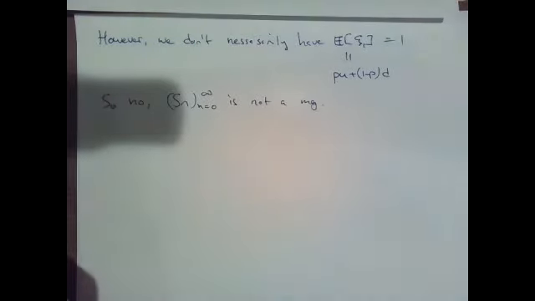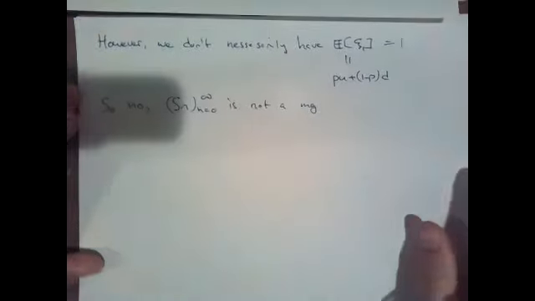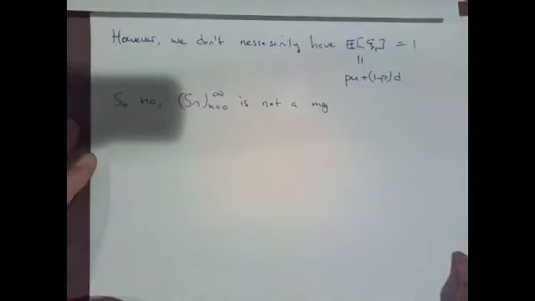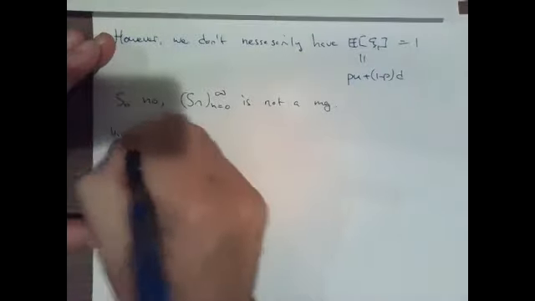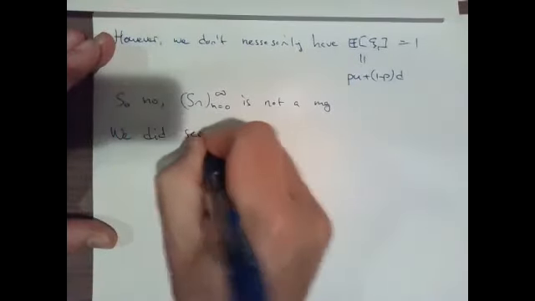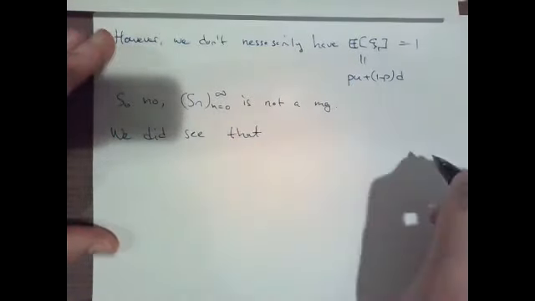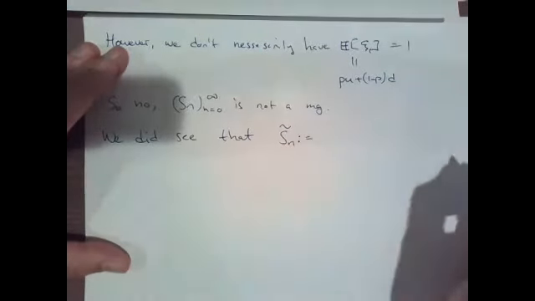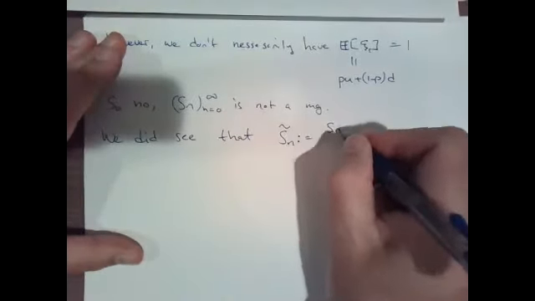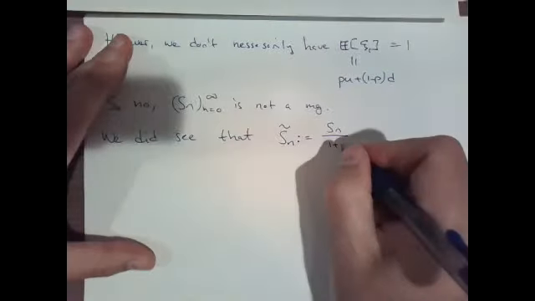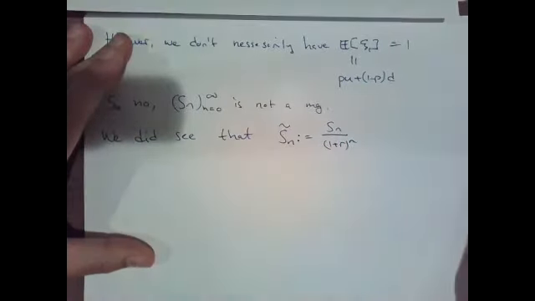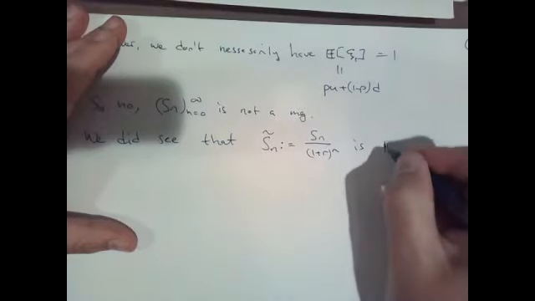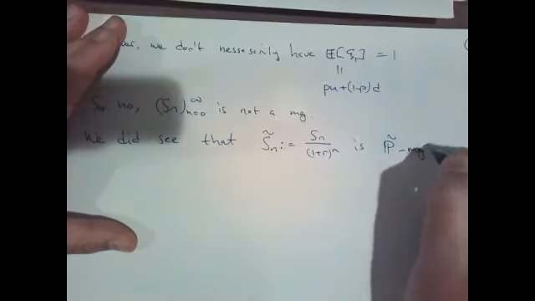So we actually did something last time. However, to make it even more confusing, we did have a martingale property last time. We did see that this S tilde, which was S divided by the money market account, 1 plus R to the power n, was a P tilde martingale.